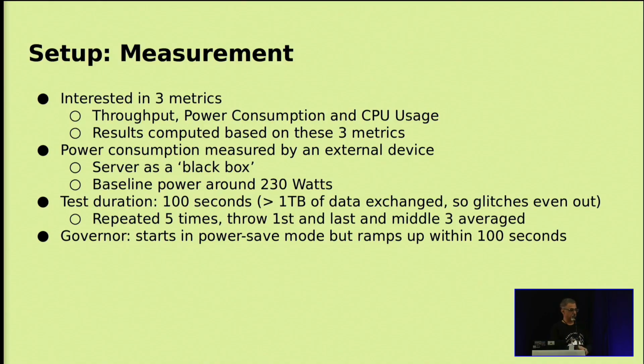Okay, so we're interested in three metrics. Number one is throughput, then power consumption, and CPU, and we compute our results based on these three metrics. We have a little box that measures power, measuring the whole box as a black box. Our test duration was about 100 seconds at 64 megabyte messages. You end up sending like 1 terabyte across the link. So over 100 seconds, even if there are glitches, they kind of even out. We repeated 5 times. We throw out some of the results and pick something in the middle. I don't think it was absolutely necessary, but the first one definitely is good to throw out.